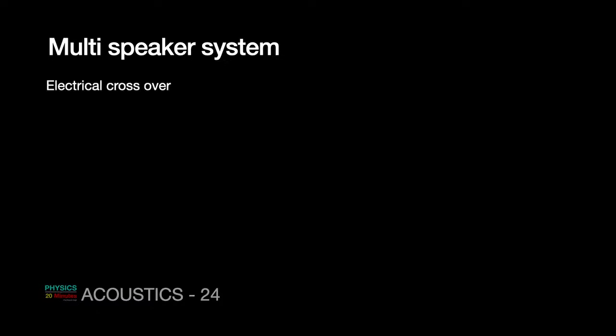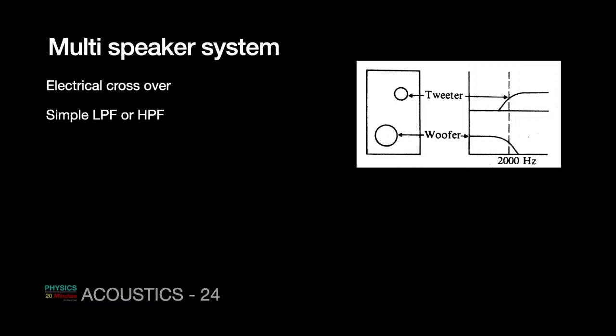Now, we achieve this design by using what is called an electrical crossover. An electrical crossover is nothing but something you can achieve by using a simple low pass filter or a high pass filter design. So, what is a low pass filter or a high pass filter design? You are quite familiar with it. A low pass filter, high pass filter, you have designed using capacitors and resistors in series in the electronics course. So you can use one such simple electronics design.